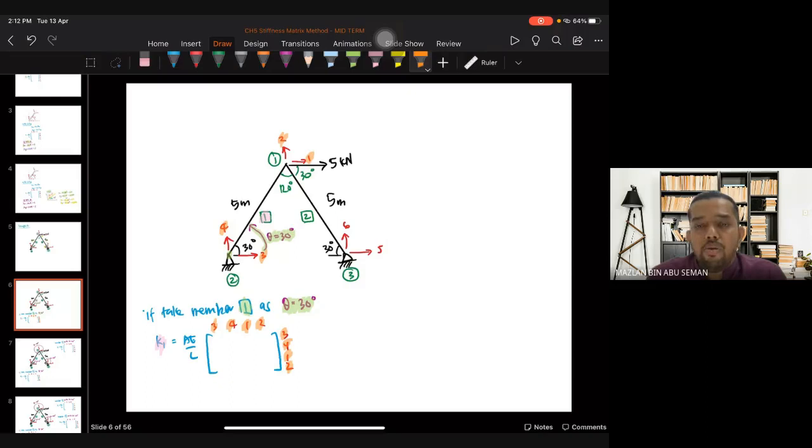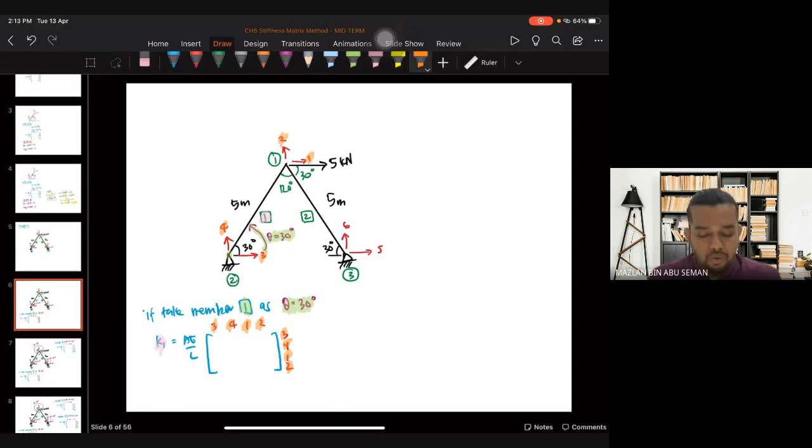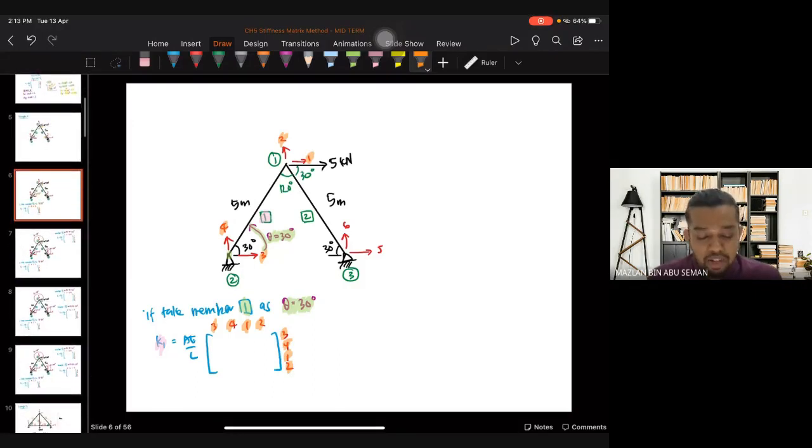Okay, for this step, you don't have to identify near or far. What you have to consider for numbering is which one is the unknown displacement and which one is the known displacement. Clear for that? Hopefully all of you understand that.